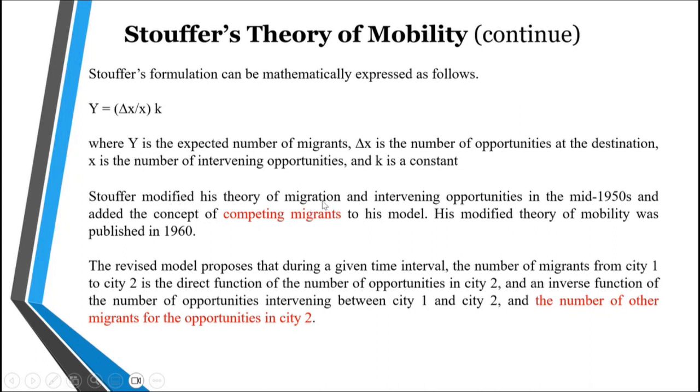Stouffer modified his theory of migration and intervening opportunity in the mid-1950s and added the concept of competing migrant to his model. So later on, he modified his own model, then added a competing migrant. So his modified theory of mobility becomes this. The revised model proposed that during a given time interval, the number of migrants from city 1 to city 2 is a direct function of the number of opportunity in city 2, right? The first x here, and the inverse function of the number of opportunity intervening between city 1 and city 2, the second x here, and the number of other migrants for the opportunity in city 2.